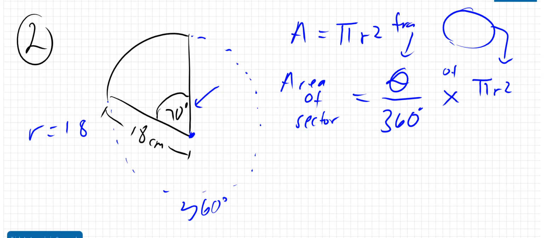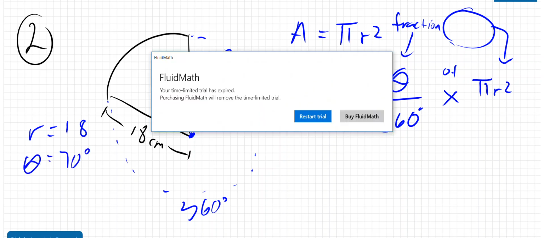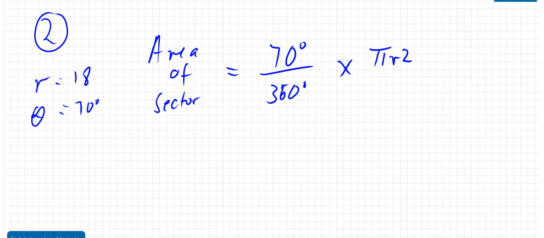It's important to understand how these formulas work. So, fraction of the full circle. And now substitute it in. My angle, theta, is going to be 70 degrees. Sorry about that. I've just rewritten what we had before. So, area of the sector, I've substituted theta, 70 degrees.